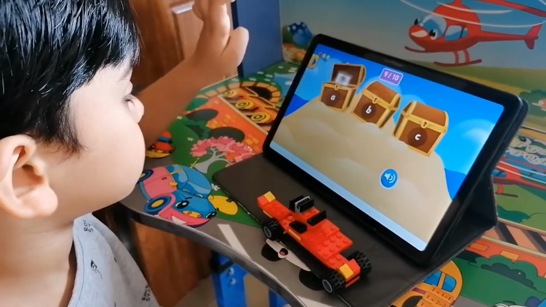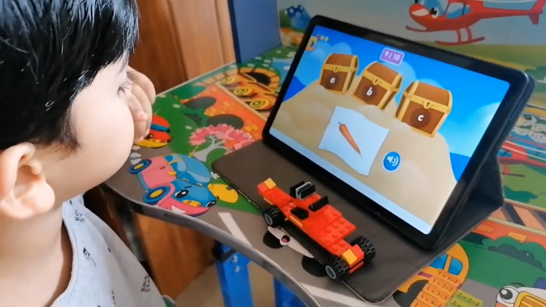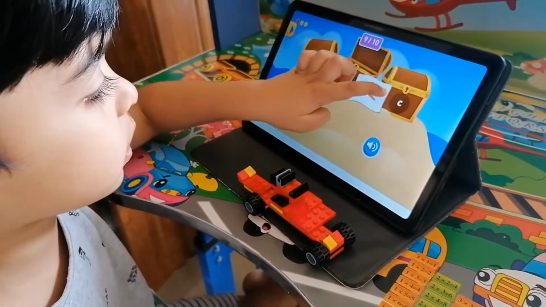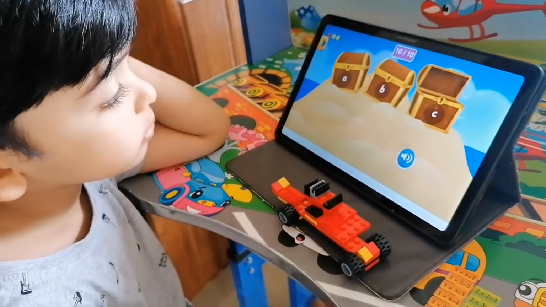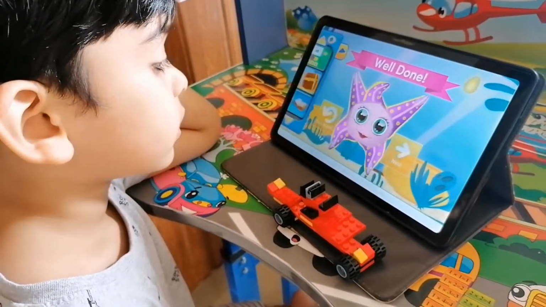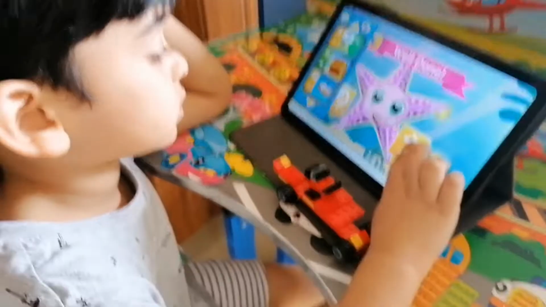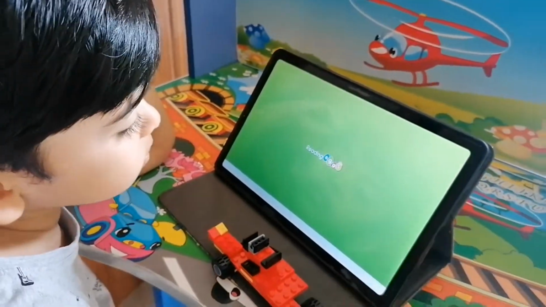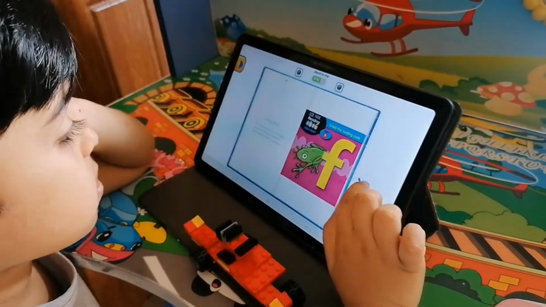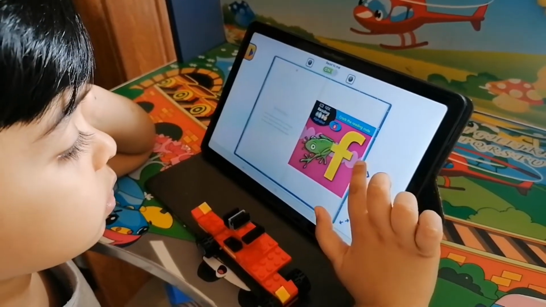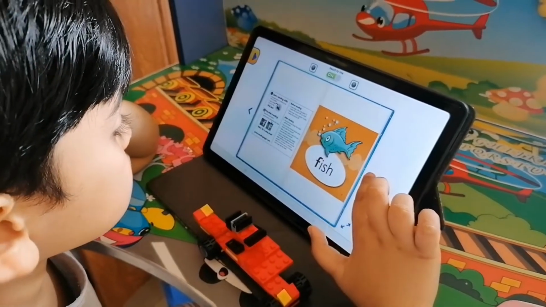Alligator. Carrot. Well done. Let's read a book. This is the letter F. It makes the sound fish. Fish.